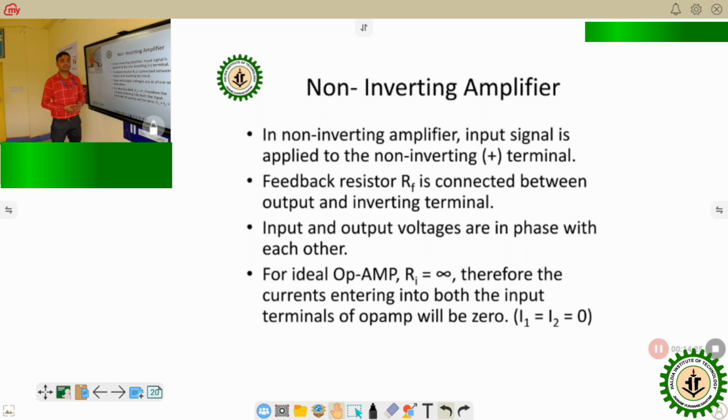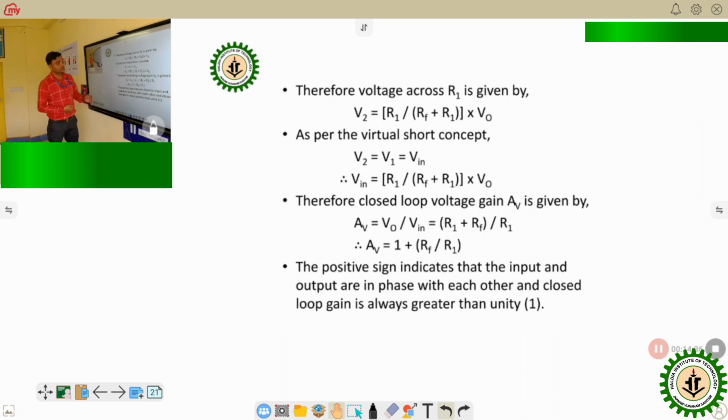In non-inverting, just biasing is applied in the non-inverting terminal, pin number 3, and feedback is also coming to pin 3. So there is a calculation gain factor for the non-inverting, that is 1 plus Rn by R1. The value we are getting, the positive sign, indicates input and output are in the same phase, and the gain without closed loop is always greater than unity.